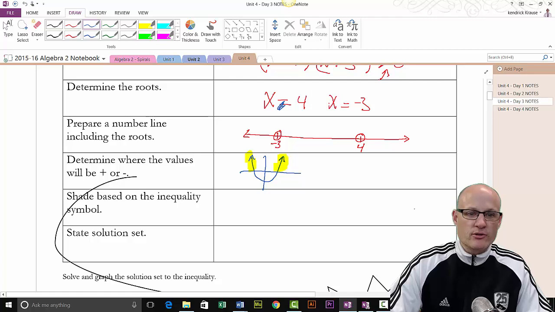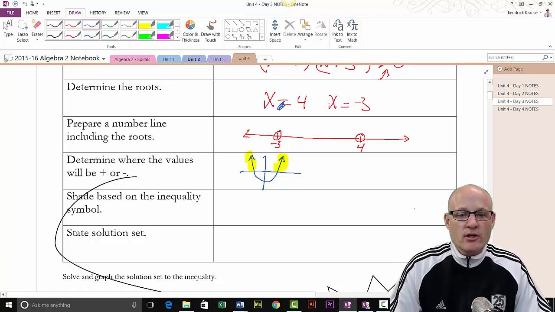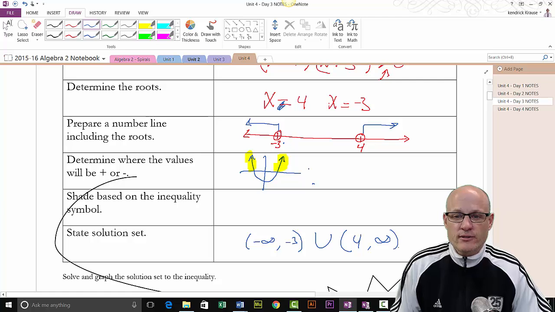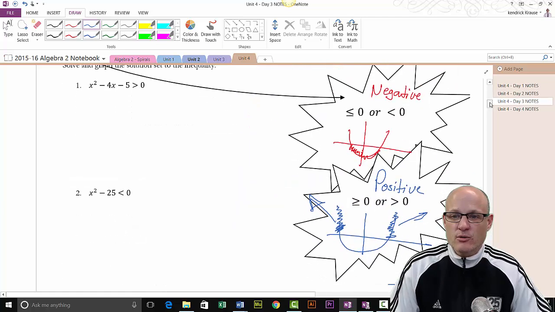All right, so now what we're going to do is we're going to shade based on what we just did. So if I go back to my number line, we're going to shade off to the right and the left. And in this case, where is it greater than or equal to 0? It's greater than or equal to 0 from negative infinity up to negative 3, not including negative 3 because it doesn't have an equal to, or from 4 to positive infinity. All right, there we go. That's that problem.